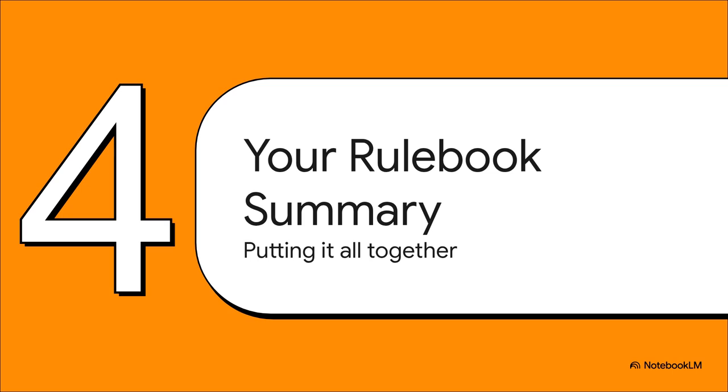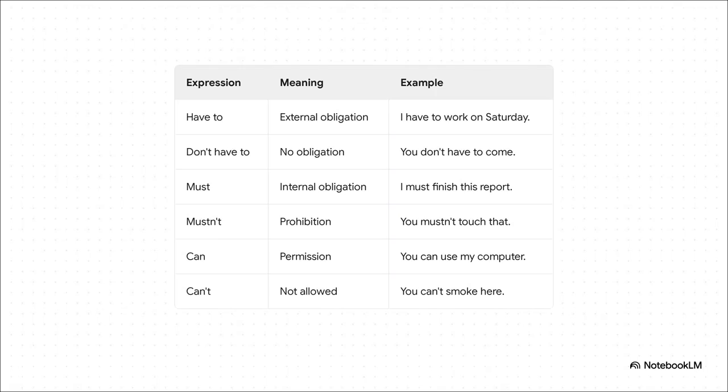Okay, I know that was a lot. We've gone from outside rules to inside feelings, from permission to some really serious prohibitions. So let's take a breath and put everything we've learned into one simple, clear summary. And here it is, your ultimate cheat sheet. This table lays it all out for you. We've got have to for external rules, must for those internal feelings, don't have to when there's no obligation, and the really important one, mustn't for when something is forbidden. And finally, the easy ones, can for permission and can't when you're not allowed. Seriously, feel free to pause right here. This table is your key takeaway.